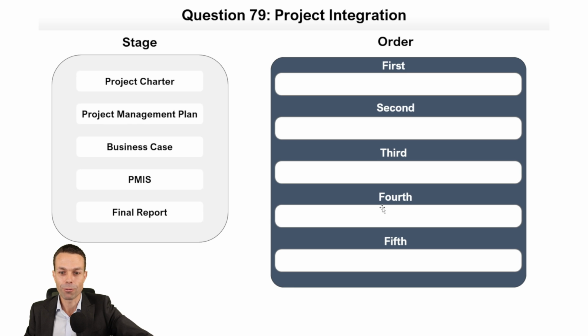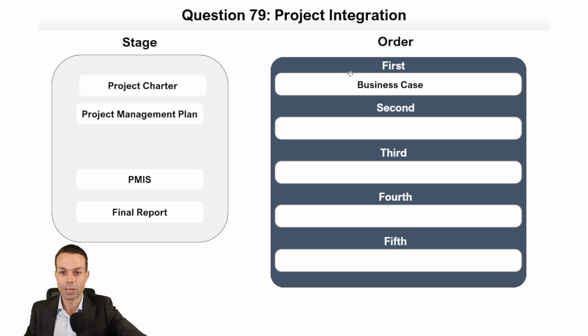First, second, third, fourth, and fifth under project integration. The first thing we do is our project. Oh, no, hang on. I nearly got caught there. Business case. So we need a feasibility study. Is the project going to deliver value? Is it worth doing in the first place? That's our business case. Then we initiate our project with a project charter.